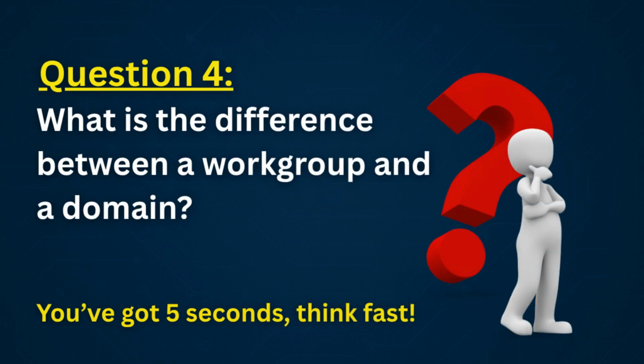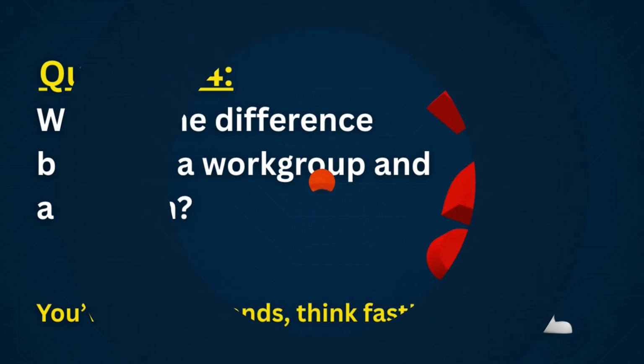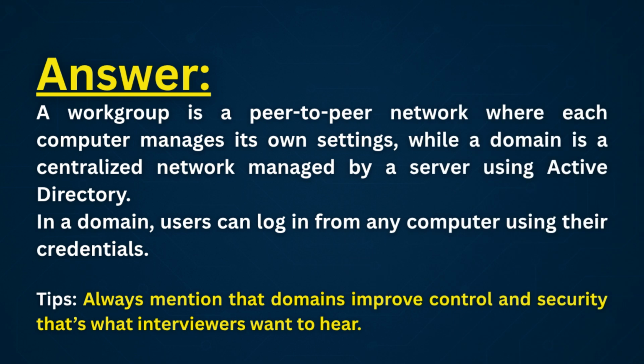Question 4. What is the difference between a workgroup and a domain? You got 5 seconds. Think fast. A workgroup is a peer-to-peer network where each computer manages its own settings, while a domain is a centralized network managed by a server using Active Directory. In a domain, users can log in from any computer using their credentials.